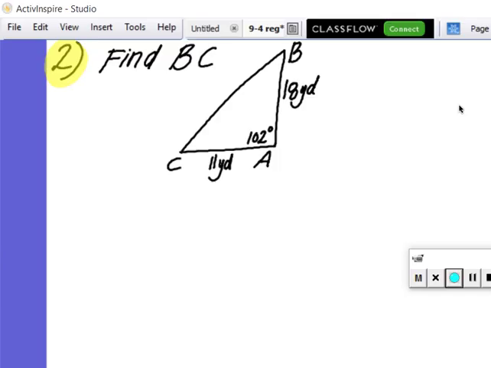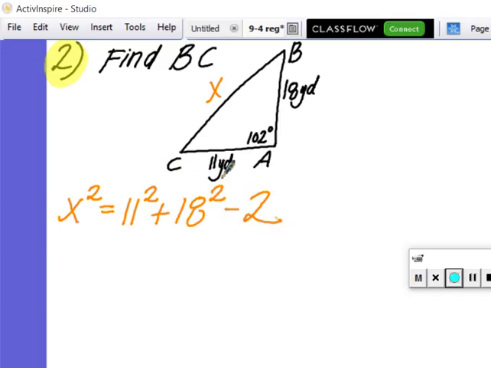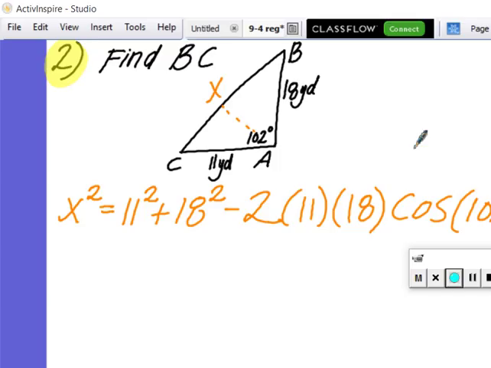Number 2. It says find side BC. So let's put our x right there. You would say, okay, I can't use the law of sines because I don't have another angle to set up a good statement here. So we're going to use the law of cosines. x is going to go on the outside. x squared equals one of the other sides squared, 11 squared, plus the other side squared, 18 squared, minus 2 times that, it's always that, times cosine of the angle that's across from the missing side. So cosine of 102 degrees.